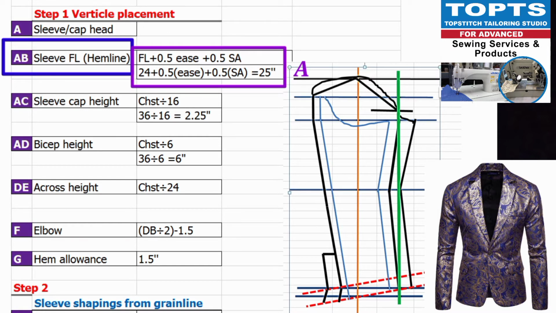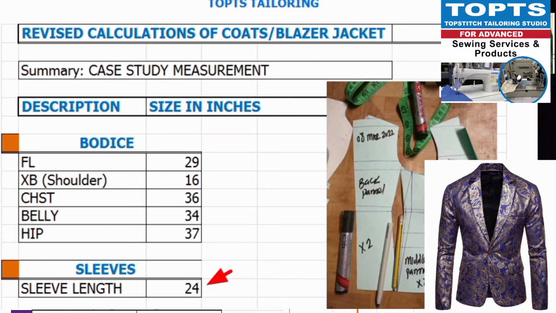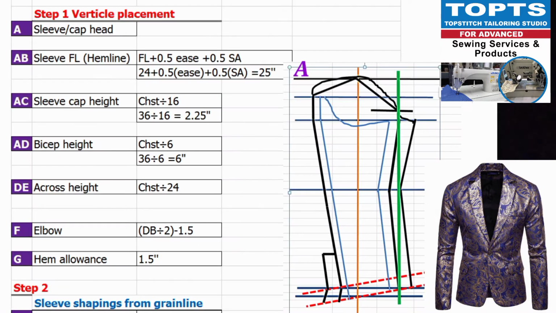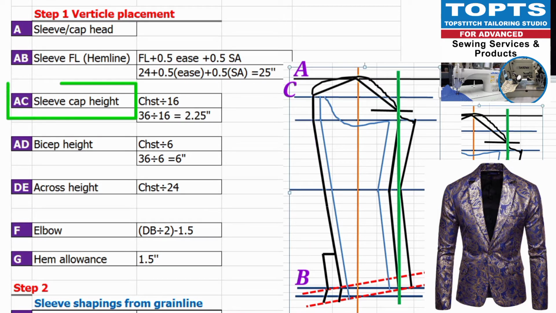You're just going to get your sleeve length plus 0.5, that's the ease allowance, plus 0.5 seam allowance. Case study of this table of ours that we used in our previous video, our sleeve length is 24 inches. So our 24 inches plus 0.5 inches, that's loose allowance, plus 0.5 inches, that is seam allowance, giving us 25 inches. That will be line from A up to B.